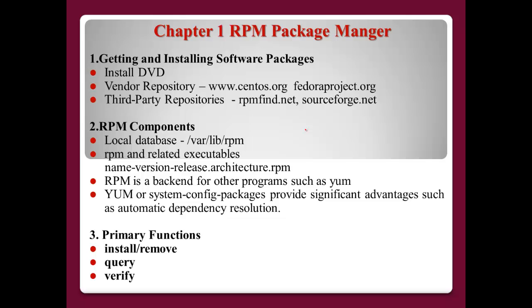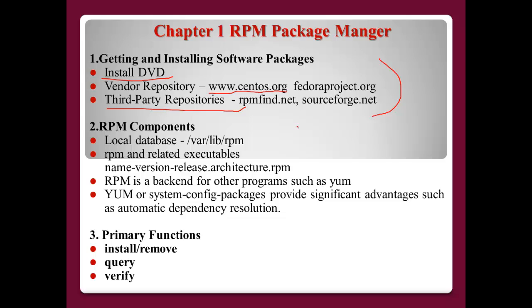To install the software packages in the Linux system, we can use these kinds of sources. The first one, the installation DVD or CD. And second, vendor repositories, for example www.centos.org or fedoraproject.org, or third-party repositories, for example rpmfind.net or sourceforge.net. From these websites, you can download the software packages.